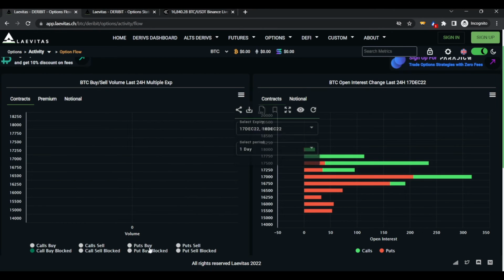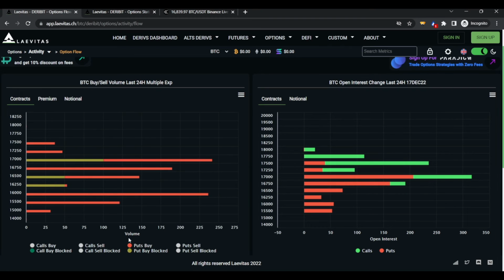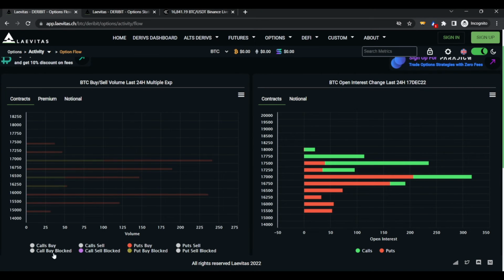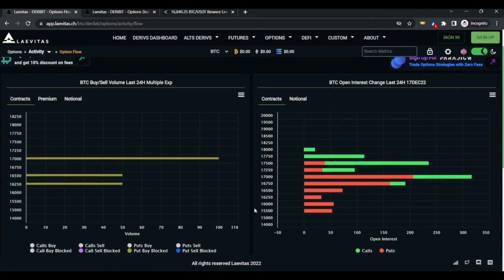But let's go back to this to see if anyone did any block trades. Blocked. Let's see here. Okay, so of all of the block trades in the last 24 hours of expiries soon, the only one that people have been doing, and this is fascinating, completely fascinating.